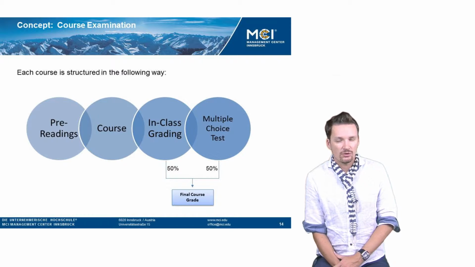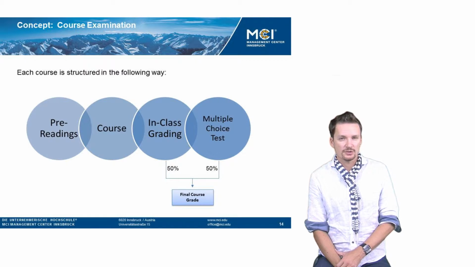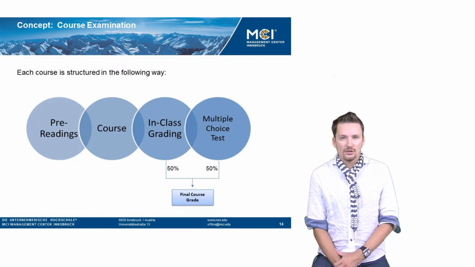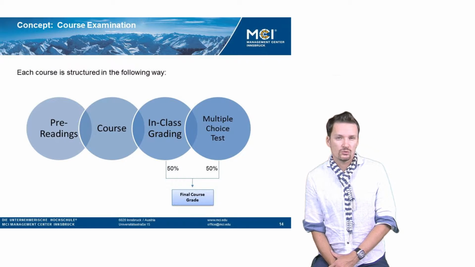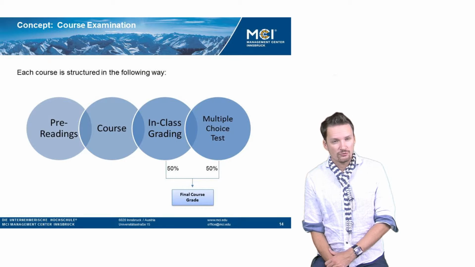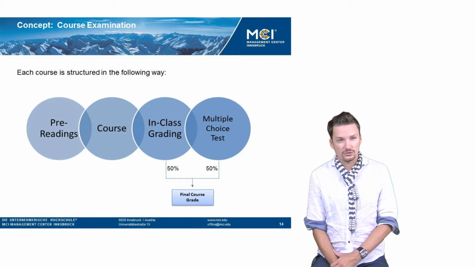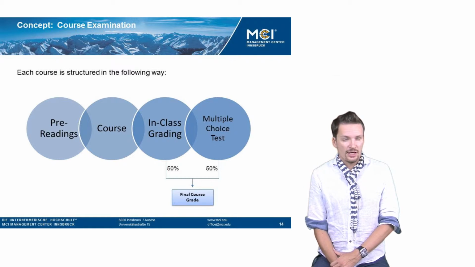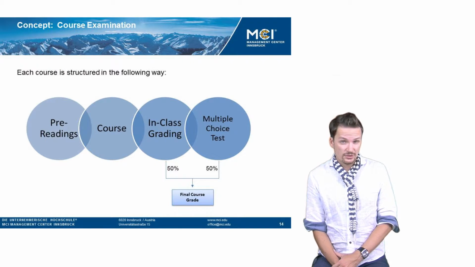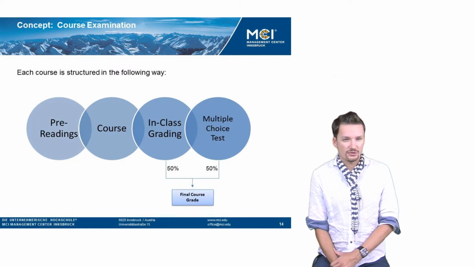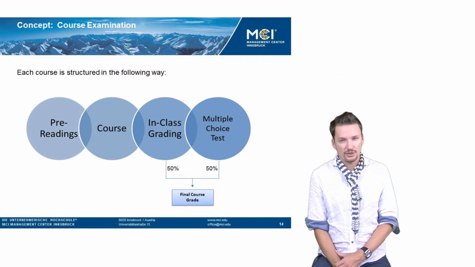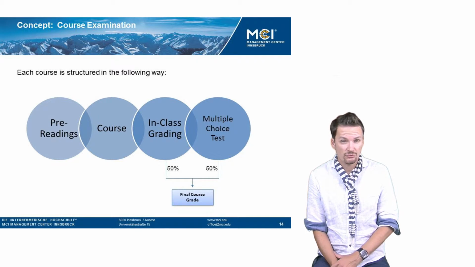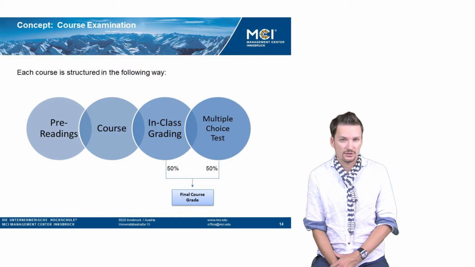Here you can see how our concept for course examinations is designed. We have a four-phase concept. This means we have the course itself, but prior to the course we have pre-readings, and after the course we have two types of gradings. So every course has or is advised to have those pre-readings, and every course has or is advised to have an in-class grading and a multiple choice test. As you can see, the final course grade is always comprised of in-class grading and the multiple choice test itself.